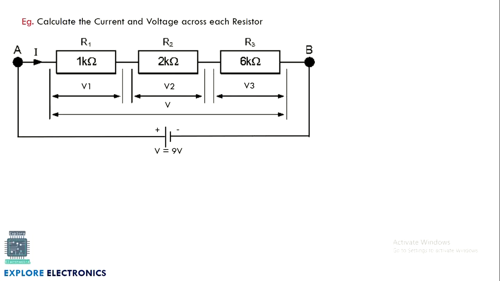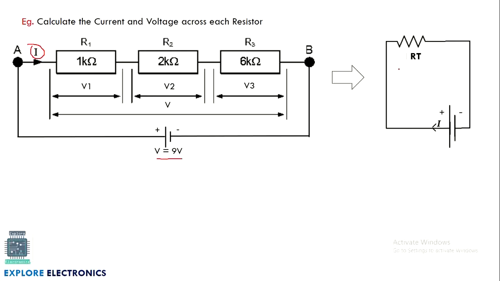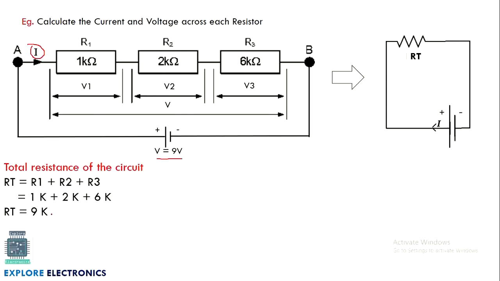Let us take an example and let us solve for current as well as voltages. In this circuit, they have given the supply voltage as V is equal to 9 volts and three resistances are there, that is R1, R2, R3. They are connected in series. And the voltages across these resistors are V1, V2, V3. And we know that when three resistors are connected in series, the current flow will be I. This I is the same in all the three resistances. The equivalent resistance, if we write for this, that is RT, is the addition of 1K plus 2K plus 6K, so that is 9K. This is the total resistance of the circuit.